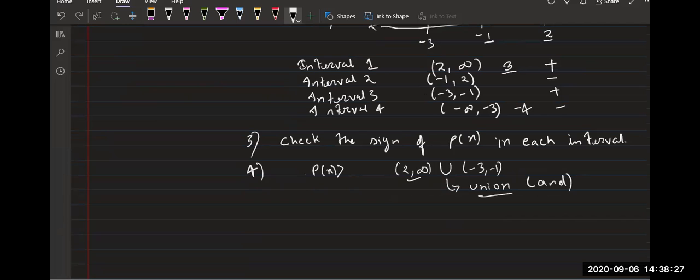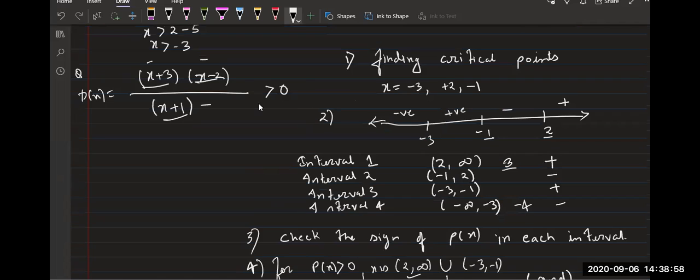Yes, sorry, I just missed it. According to the problem, x is this, you have to write. I just spoke it, I didn't write it. So this is how you have to write. The fourth step is just writing the answer. Our answer lies in only the first and third interval. Means for p of x to be positive, for p of x to be greater than 0, x should lie between either 2 to infinity or -3 to -1, as simple as that. Okay, everyone?